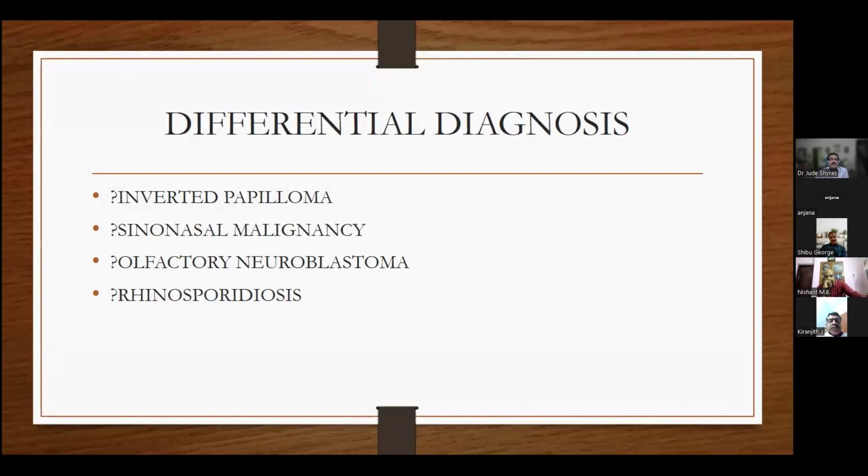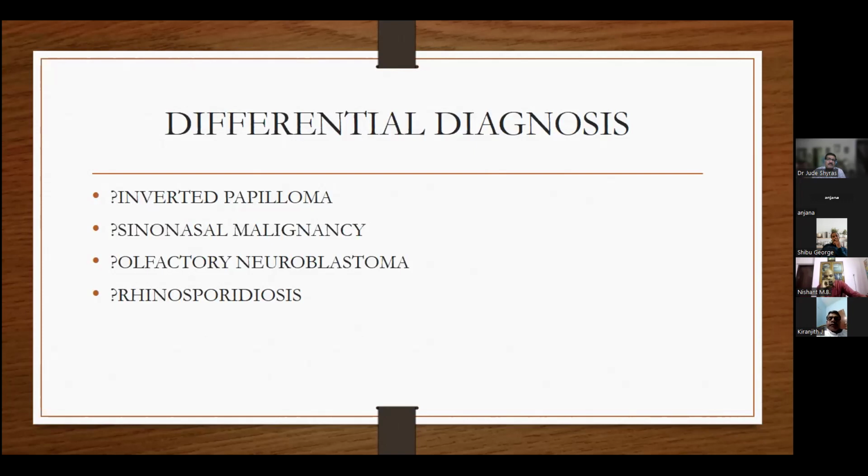Then olfactory neuroblastoma. The points in favor are the patient had a history of loss of smell perception for the past two years, along with an episode of nasal bleeding, and the mass was found vascular. The point in favor of esthesioneuroblastoma is that whatever symptoms are described in esthesioneuroblastoma, it is there in the patient. Right from the beginning, the patient had nasal obstruction, one episode of epistaxis, and very importantly, loss of smell. Everything is there in favor.